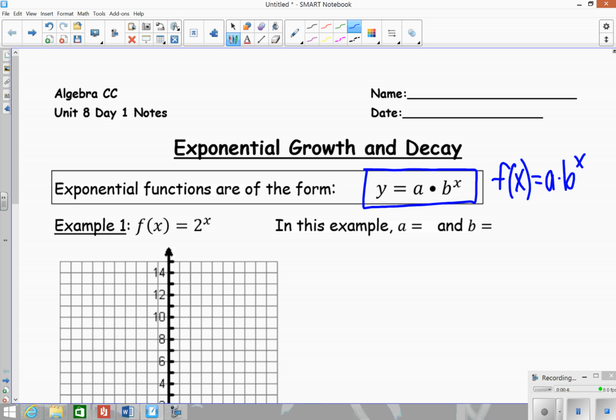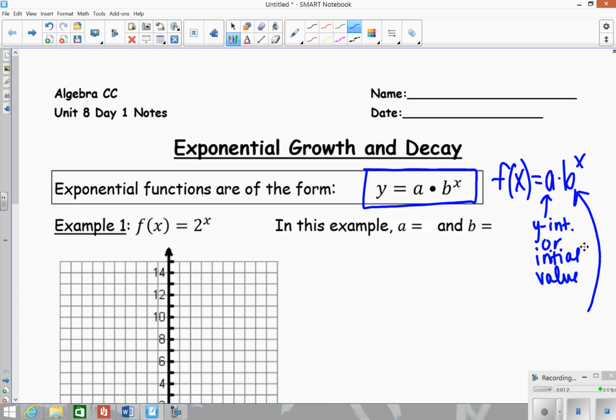So when we look at this, a is going to be your initial value or your y-intercept, and b is going to be that growth rate. So right away, if we compare this to y equals mx plus b, our y-intercept is like our initial, that's going to be this a value. So this is going to be the y-intercept or the initial value. And then b is going to be your growth rate.